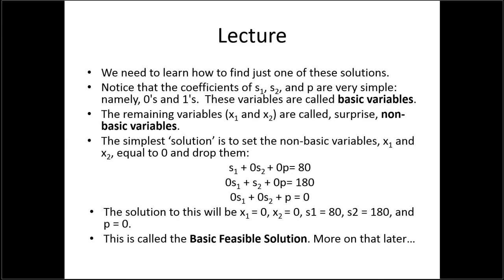Okay, so the first thing we're going to do is the simplest solution, almost the dummy solution. You set the non-basic variables equal to 0. This is what happens if we manufacture 0 of either type of widget. This is what our equation looks like. Whenever you have the non-basic variables equal to 0, it's called the basic feasible solution, which we'll get more into later. As you can see, the solution to this will be S1 equals 80, S2 equals 180, and the profit, of course, is going to equal 0.